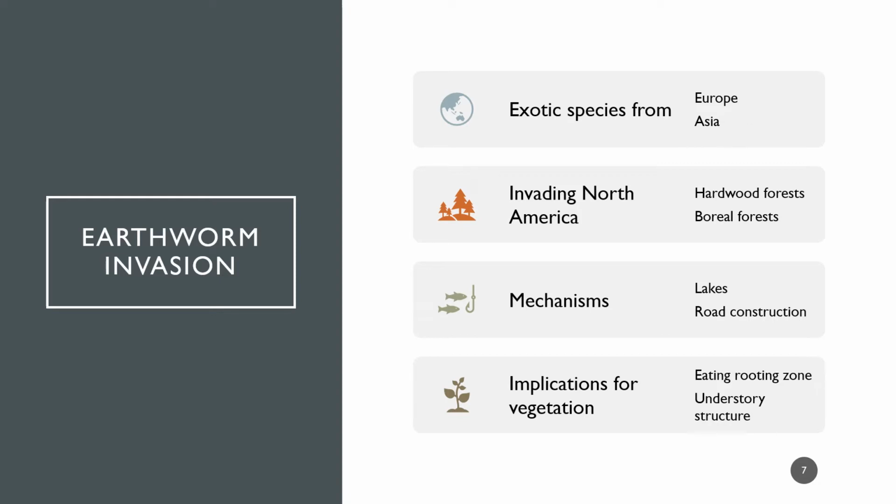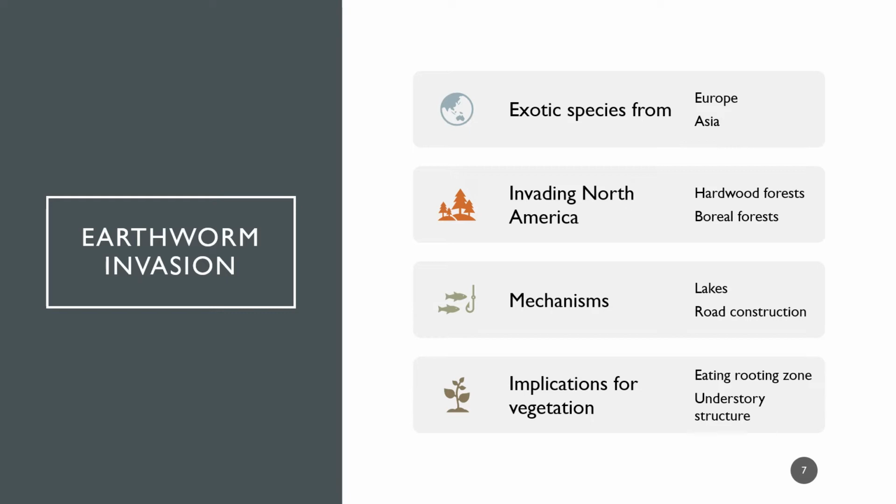And boreal forests are really understudied compared to hardwood forests. By the way, the video that I posted on earthworm invasion is focusing on hardwood forests, and the impacts are pretty similar to what we see in the boreal, but there is not enough research happening to double check all those facts.